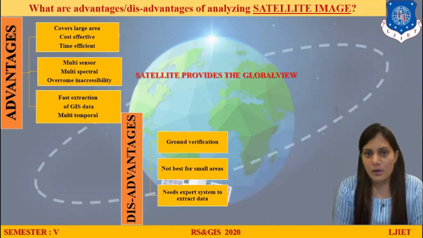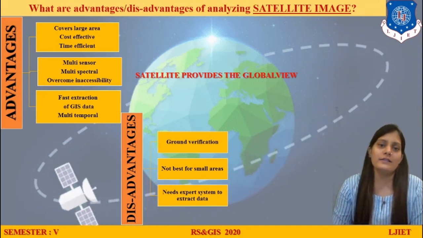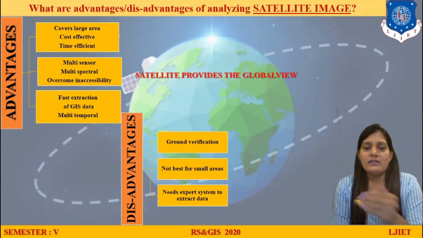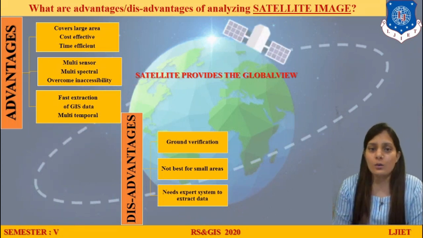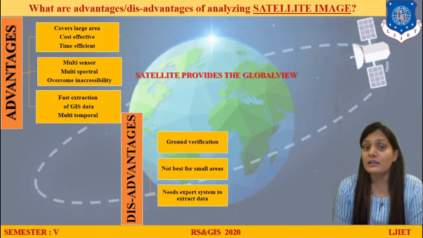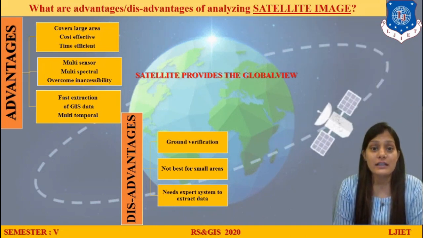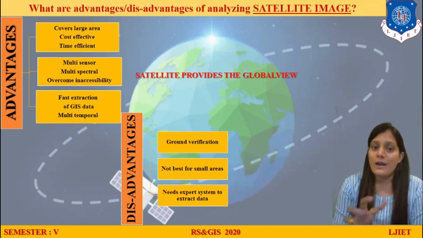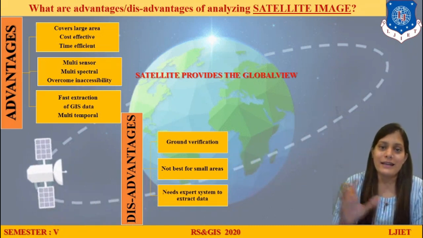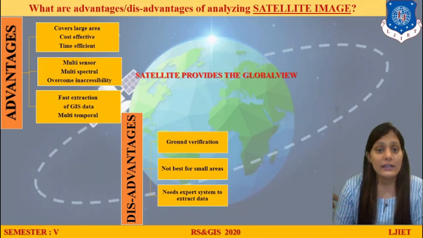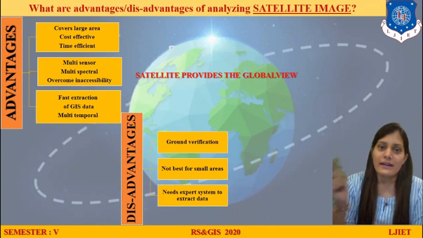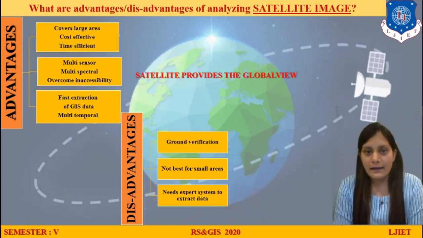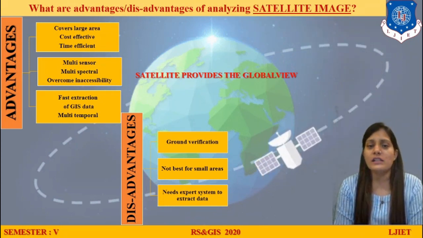Now, what are the disadvantages? There are not always advantages; there are some disadvantages too. The data which I am collecting requires ground verification, as we talked about in the last session, that is georeferencing. Once a satellite takes an image, we need to verify that what is present on the ground is actually what the satellite has captured. So that is one disadvantage.